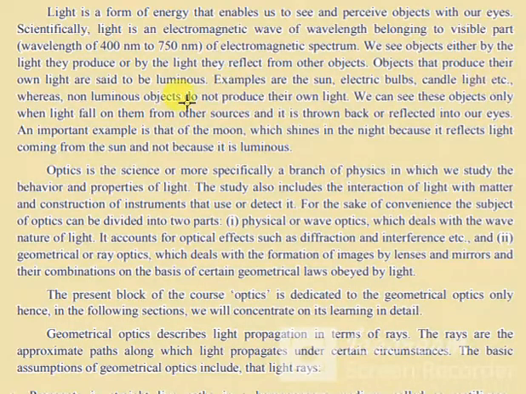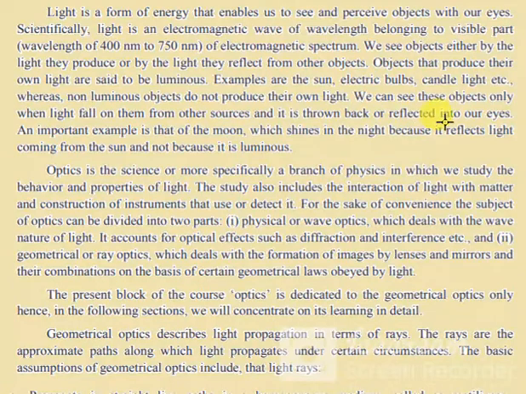Objects that produce their own light are said to be luminous. Examples are the sun, electric bulbs, candlelight, etc. Whereas non-luminous objects do not produce their own light.